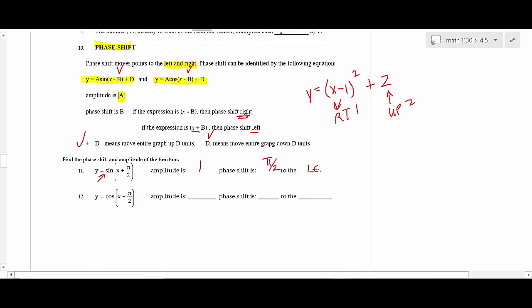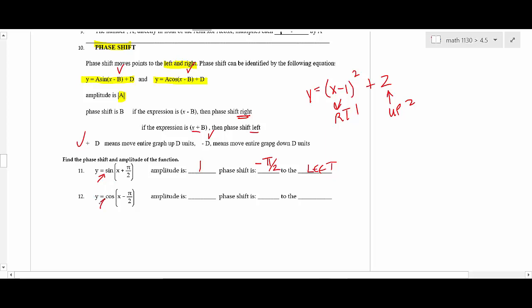Typically what my math lab does, not all textbooks do this, but I want you to know that it goes to the left. You don't have to put negative pi over 2, but I think our textbook and most textbooks require you to do that. What I care about is it's pi over 2 to the left. You want to know that, okay?